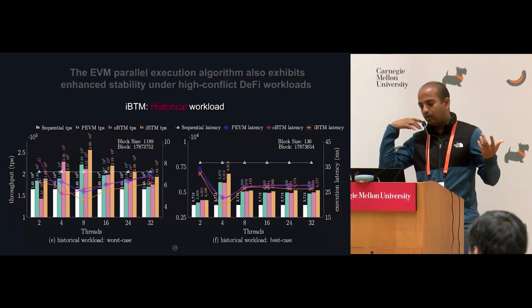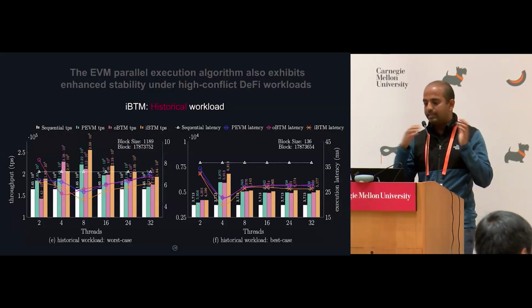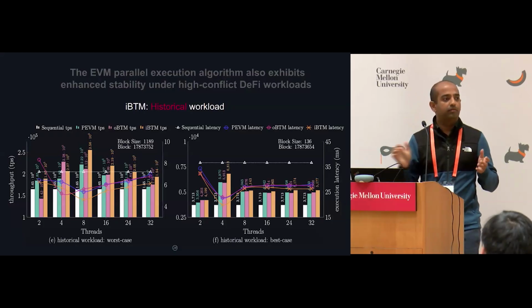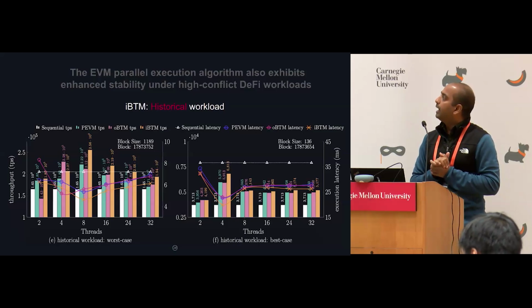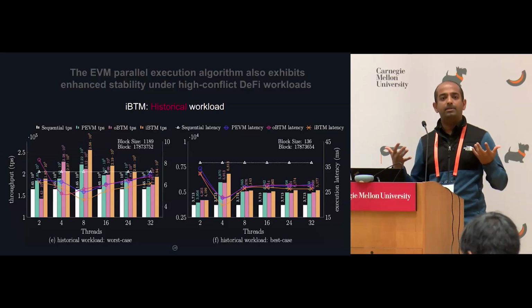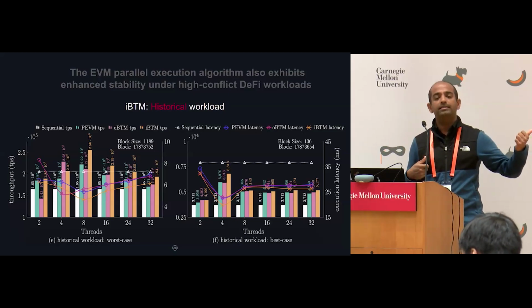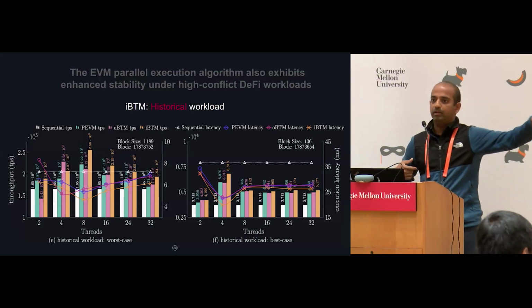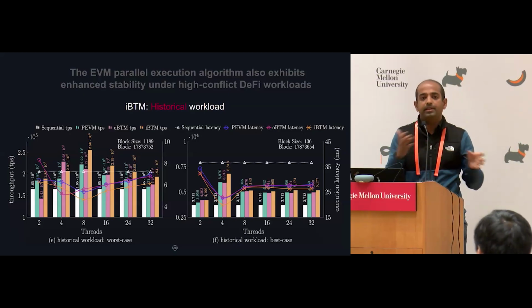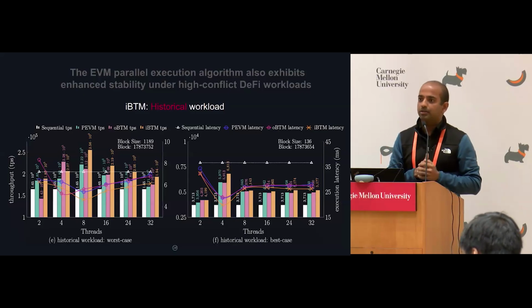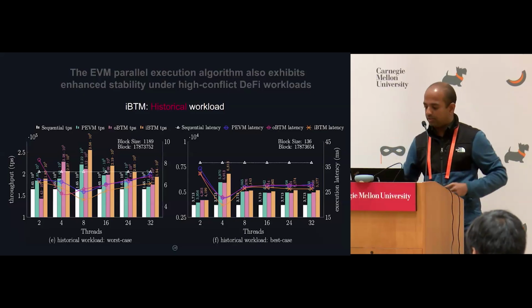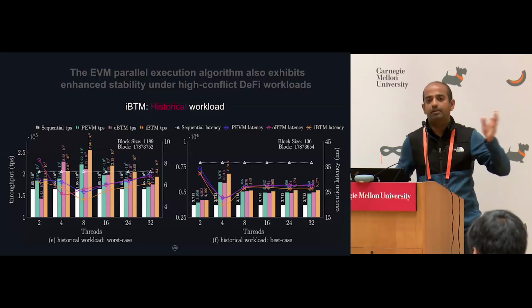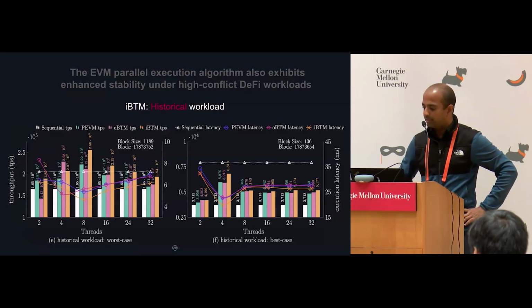We also see, as one of the other things, significant stability even in high conflict DeFi workloads. And this is good because when there are a significant number of conflicts, sometimes you see a big difference in performance between the high conflict workload and the low conflict workload, which significantly affects your CPU utilization. And that is a significant factor in lots of falls that happen at the validator nodes.